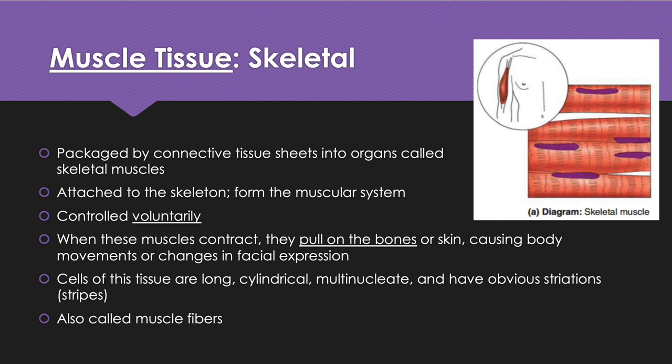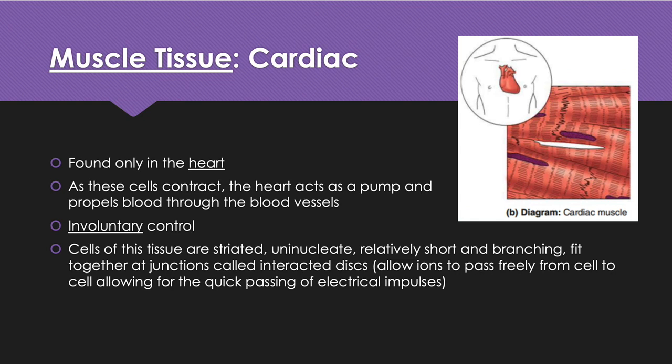Next, we have cardiac muscle. We only have this in your heart. So it's the only place in your body you would find cardiac muscle tissue. When these cells contract, that allows the heart to act like a pump and push blood out of the heart into your blood vessels. This is under involuntary control, meaning your nervous system causes your heart rate to be a certain heart rate, whatever your normal should be, or slow it down or speed it up depending on activity.